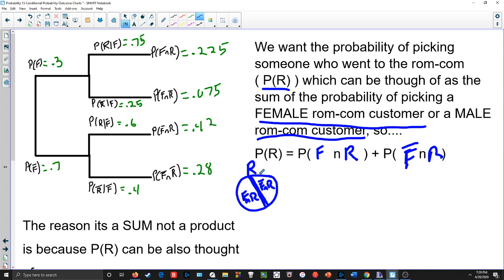And luckily, our little tree chart here, our tree diagram, models that. The chance of picking a female rom-commer is 0.225, and for a male rom-commer, it's 0.42.